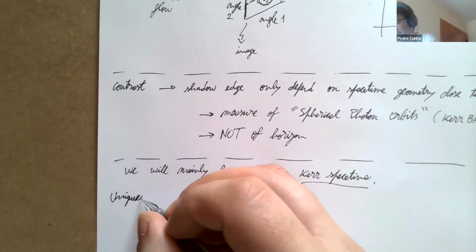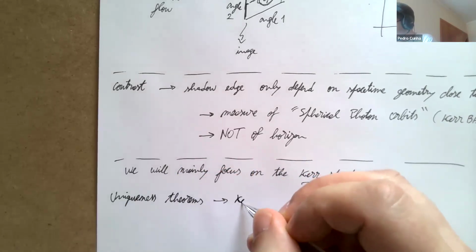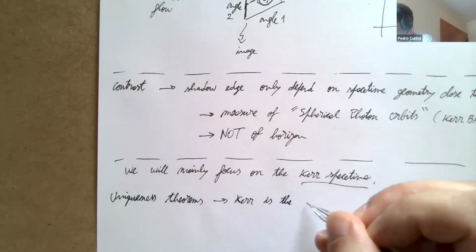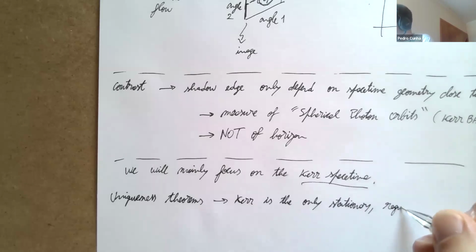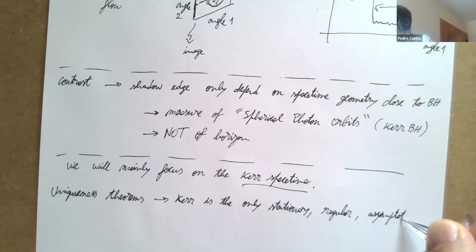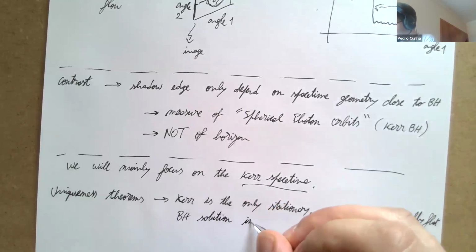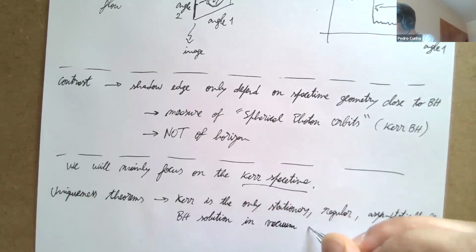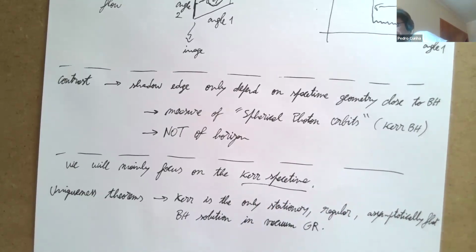So, what's one of the interesting properties about the Kerr spacetime? There is a series of uniqueness theorems that establish that Kerr is the only stationary, regular on and outside the horizon, asymptotically flat black hole solution in vacuum general relativity, in vacuum GR. Because of these uniqueness theorems, there is, of course, great potential for astrophysical relevance.